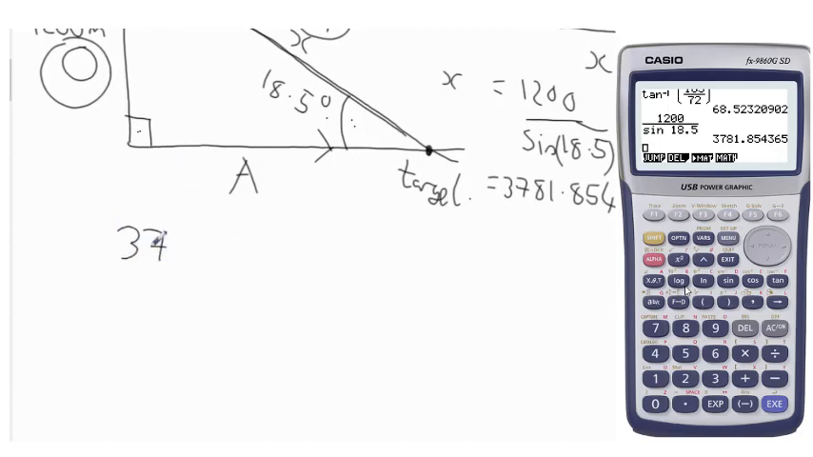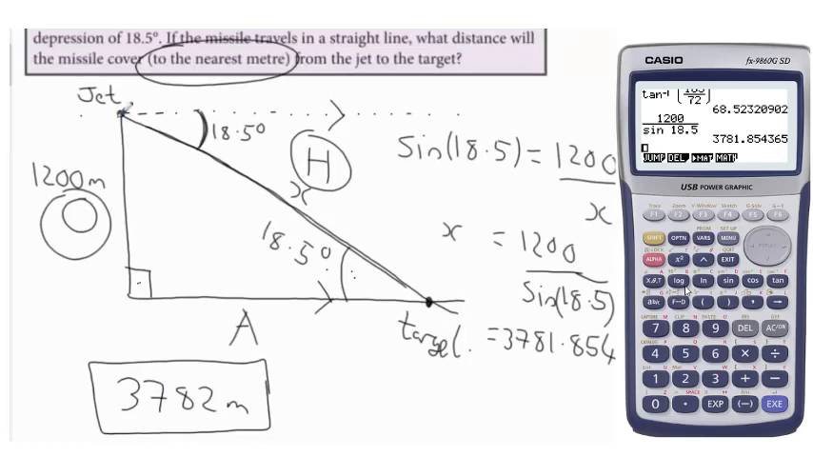3782 meters. Remember, that's the distance that the missile needs to travel from the jet to the target. So it's the length of that line along there.